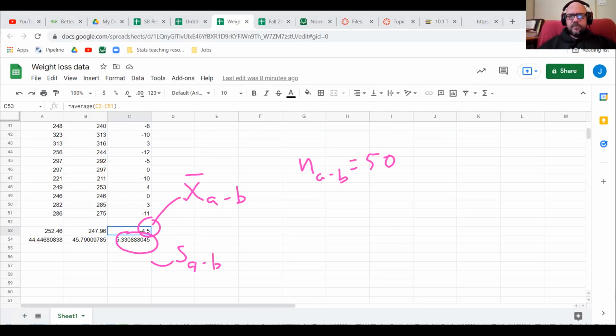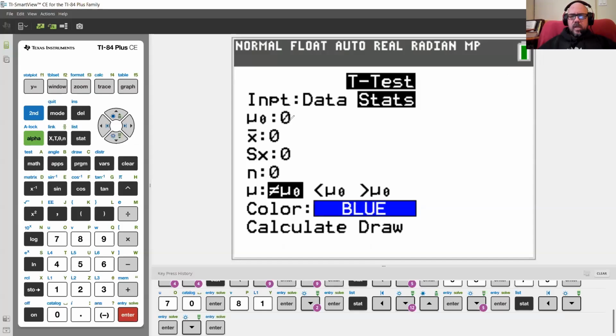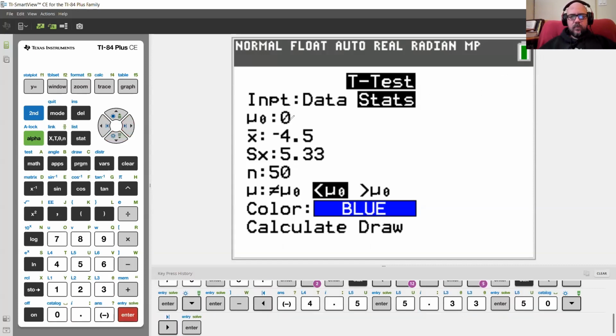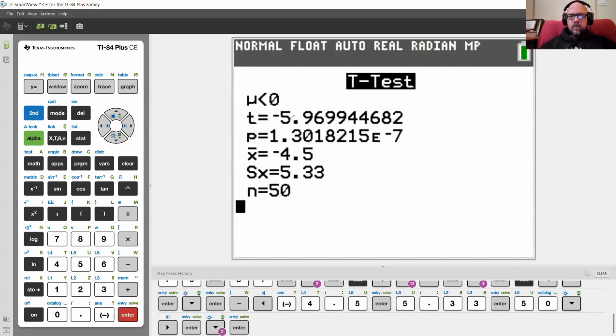Let's go to a t-test. So mu0 is 0. X bar was negative, oh, that's right, sorry, negative 4.5, 5.33, and N was 50. And I think we might be able to reject the null hypothesis here, mu less than. Yeah, look at that tiny p-value.